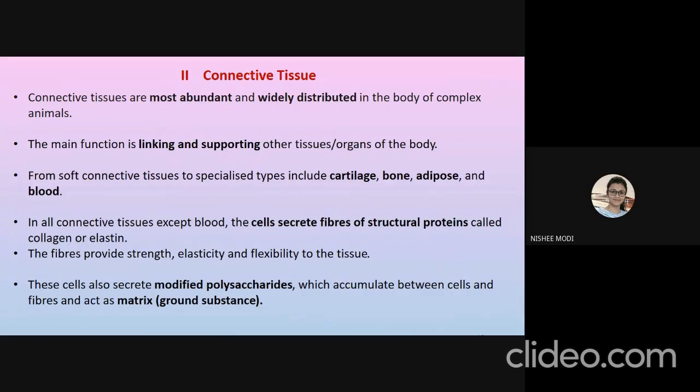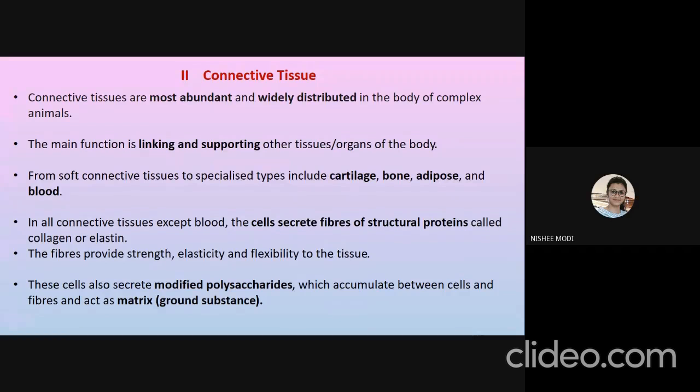In all connective tissue except blood, cells secrete fibers of structural proteins called collagen. So except blood, all these connective tissues secrete fibers. And these fibers provide strength, elasticity, and flexibility to the tissue. So where in the body strength, elasticity, and flexibility are required, connective tissue is present there. These cells also secrete modified polysaccharides which accumulate between cells and fibers and act as a matrix or ground substance.